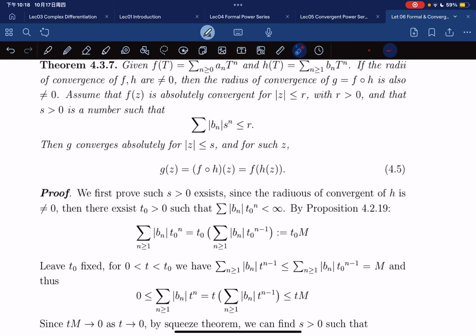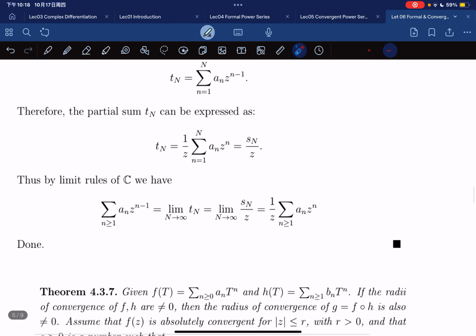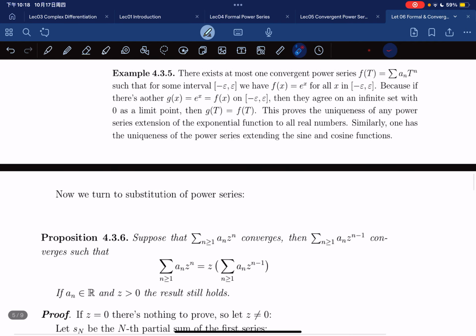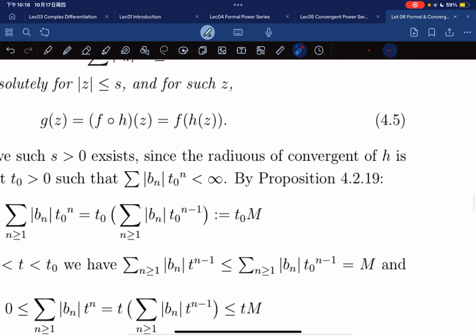Because the radius of convergence of h is also non-zero, there exists a t naught such that this converges absolutely, right? Converges absolutely. Then by the proposition which is proved, which is this, okay, it is not 4.2.19. Let me just erase this.